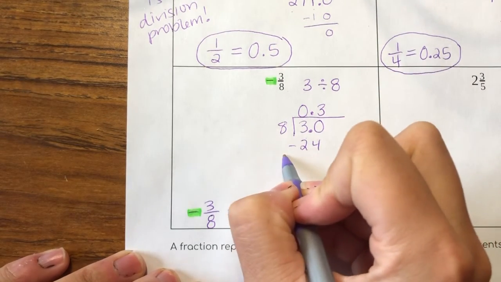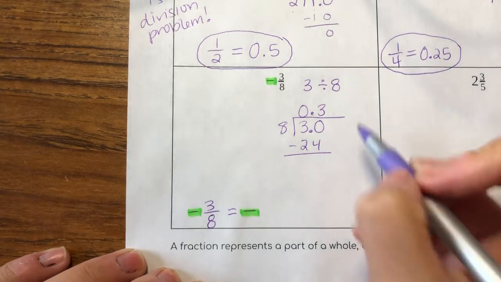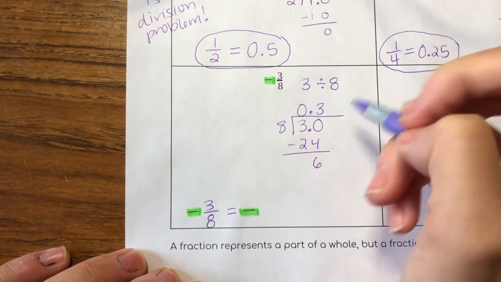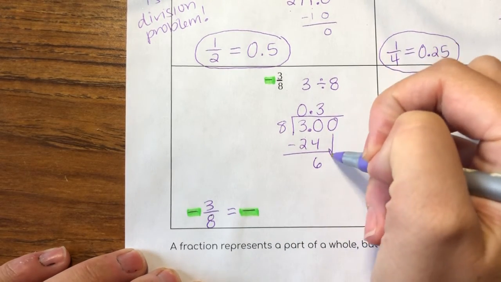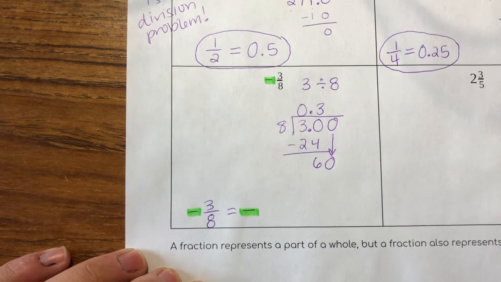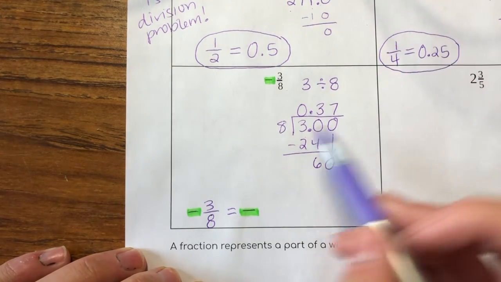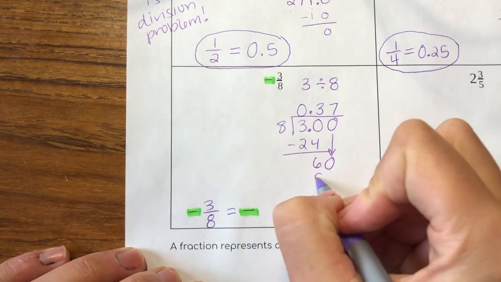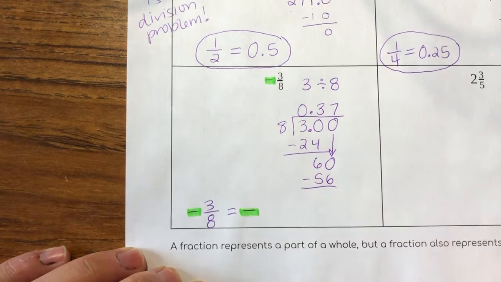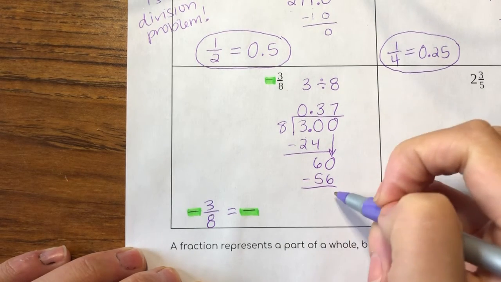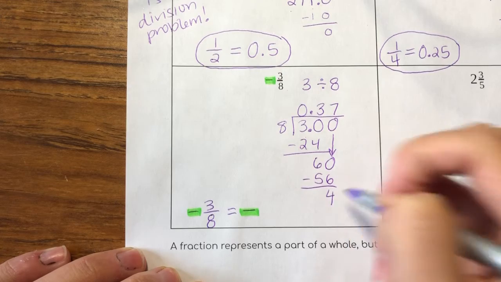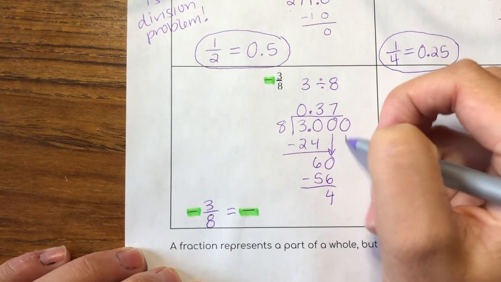And I'll subtract that off. And 30 minus 24 is 6. Okay, I need to bring down the next place. 8 goes into 60. 8 goes into 60 7 times, because 8 times 7 is 56. I subtract that off. 60 minus 56 is 4. And I bring down another 0.